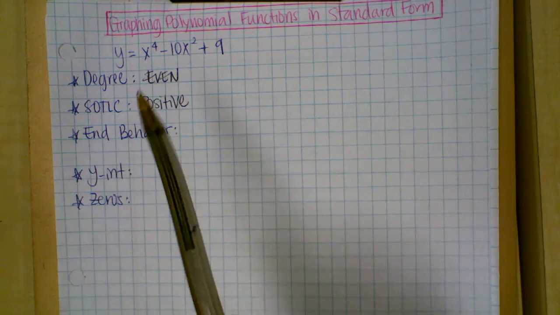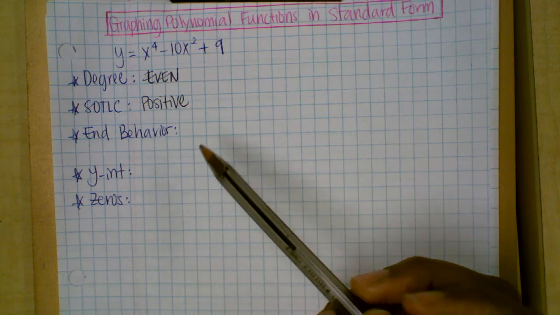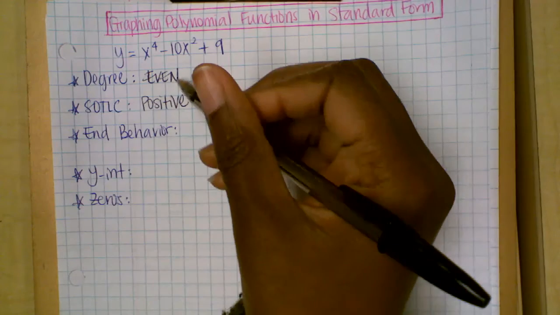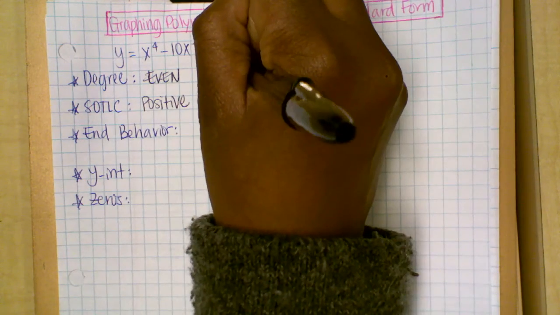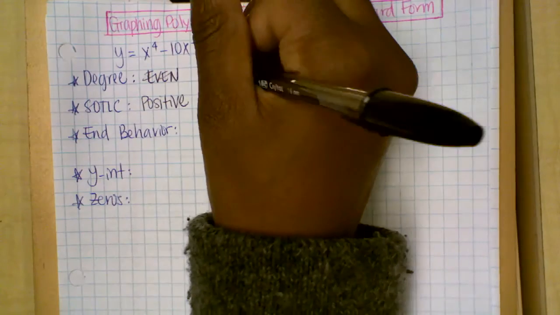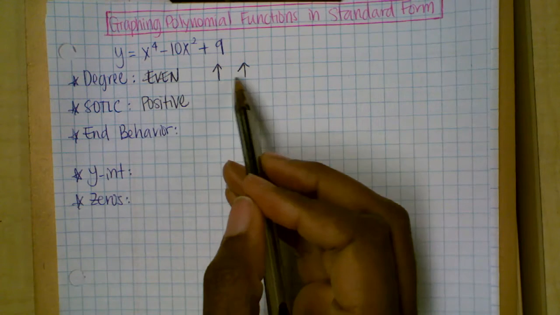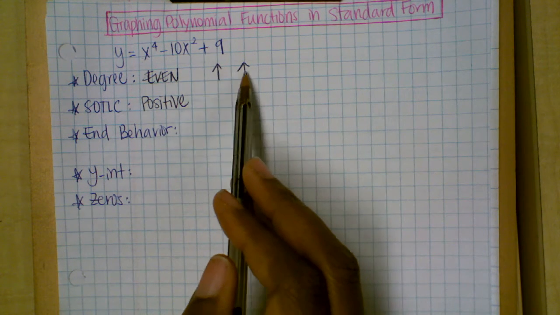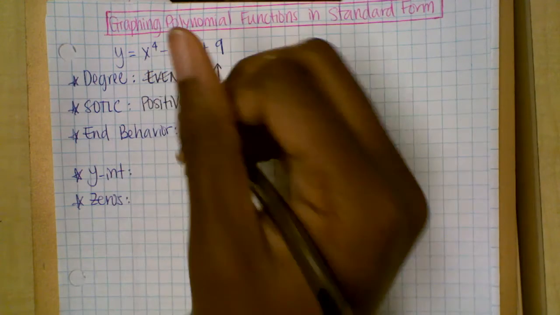Now, to describe the end behavior using our notation, I'm going to show you the end behavior visually. So since it's positive, the arrow on the right needs to point up. And since you have even degree, both arrows need to point toward the same direction. So since they're positive, both arrows point up. Now, I can use this visual end behavior to describe the end behavior in arrow notation.